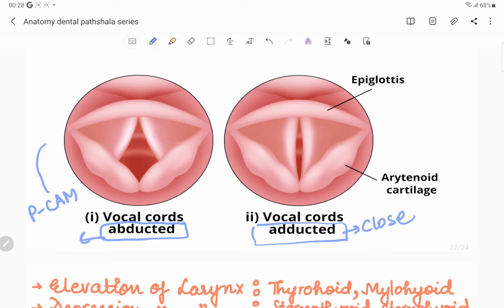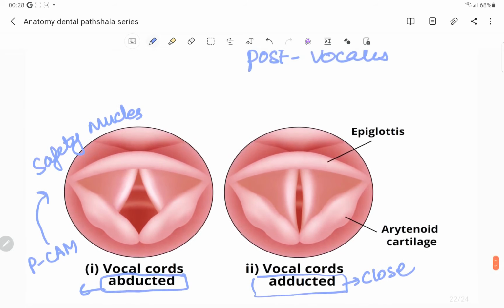Since this posterior cricoarytenoid muscle is responsible for opening the vocal cords, that is, it is the abductor of the vocal cord, that is the reason it is also known as the safety muscle, because it is going to let us breathe, let the air in and out of the vocal cords.